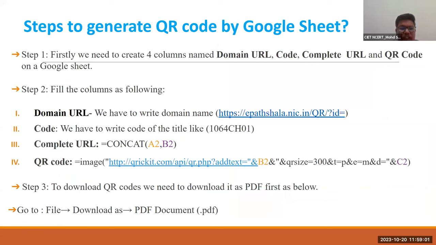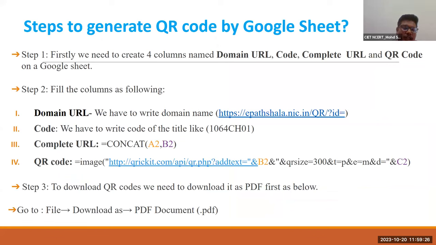The next slide is steps to generate QR code by the Google Sheets. Firstly, we need to create a Gmail account. Then we need to create four columns in the Google Sheets: the domain URL, code, complete URL, and the QR code.